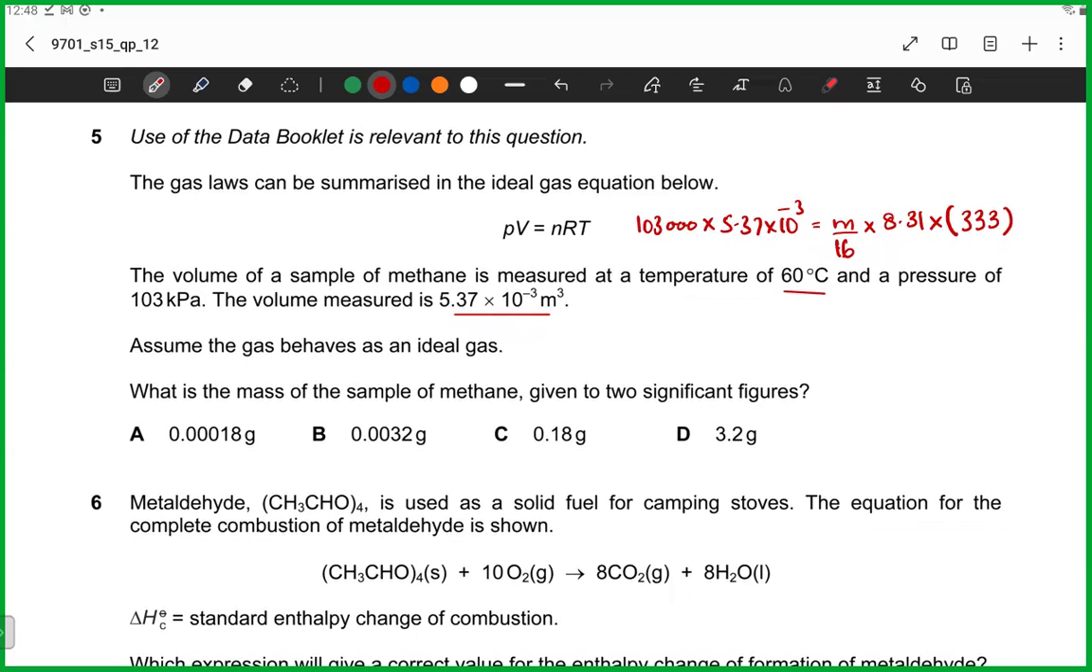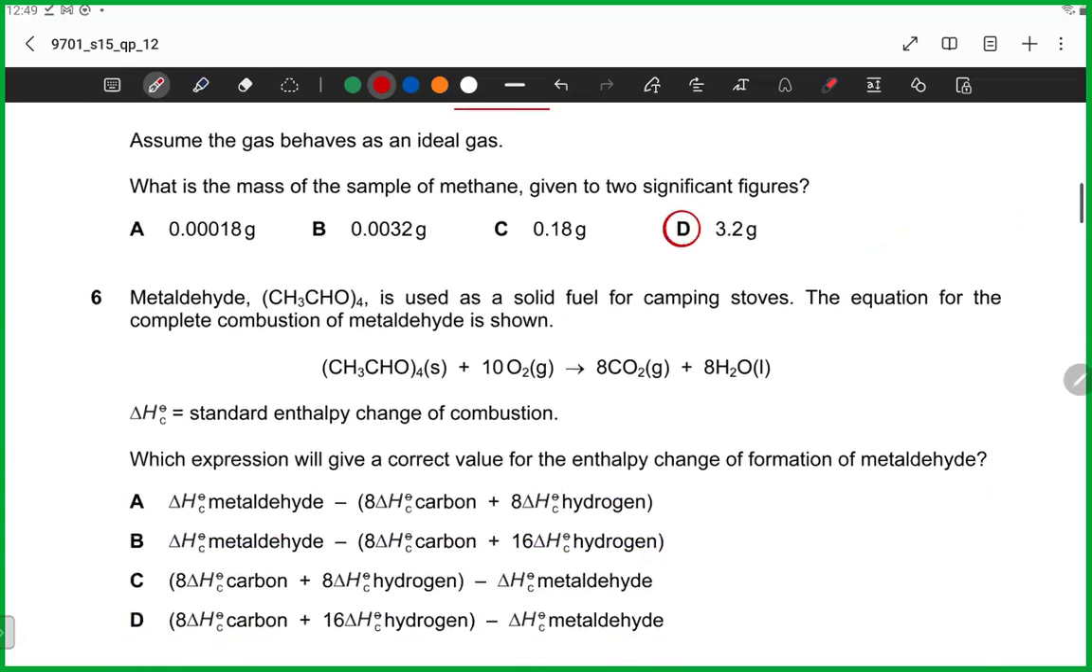The answer is D. What's the answer? D, 3.2 grams. It's 3.2. I said next one is this.